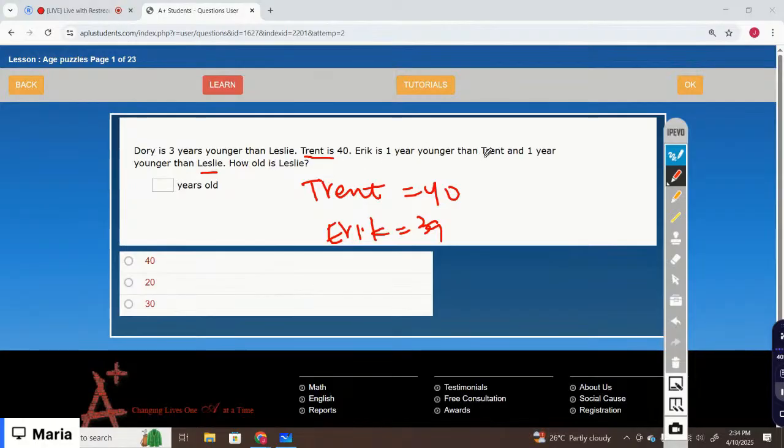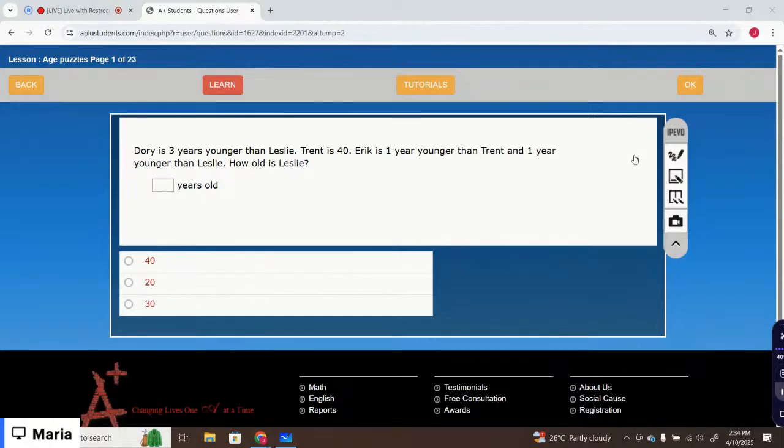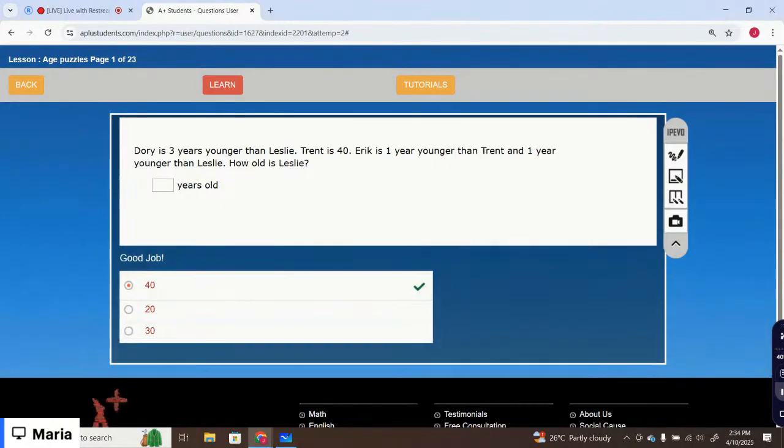Okay, Eric is 1 year younger than Trent and 1 year younger than Leslie. Now he is 1 year younger than Trent, so that means he is 39, and 1 year younger than Leslie. Then that means Leslie is 40, because he is 1 year younger. So if you add 1 to 39, Leslie is 40. One is the correct option. Very good.